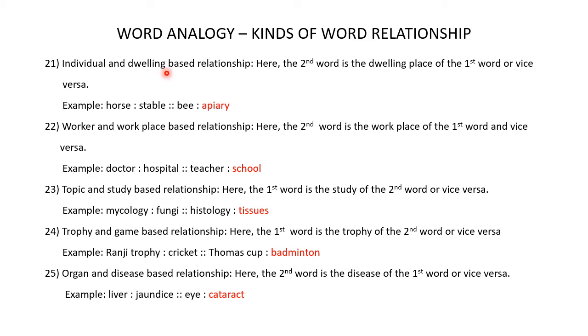Individual and dwelling based relationship. Here the second word is the dwelling place of the first word, or vice versa. For example, a horse lives in a stable. Similarly, a bee lives in an apiary.